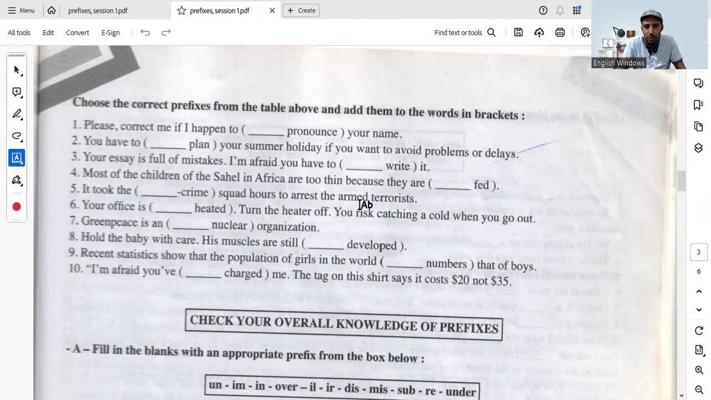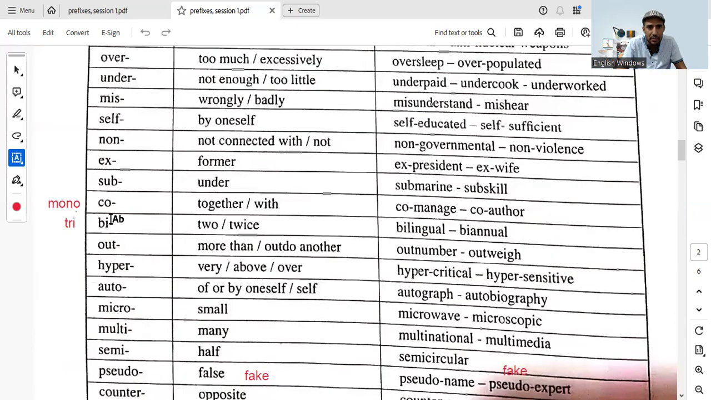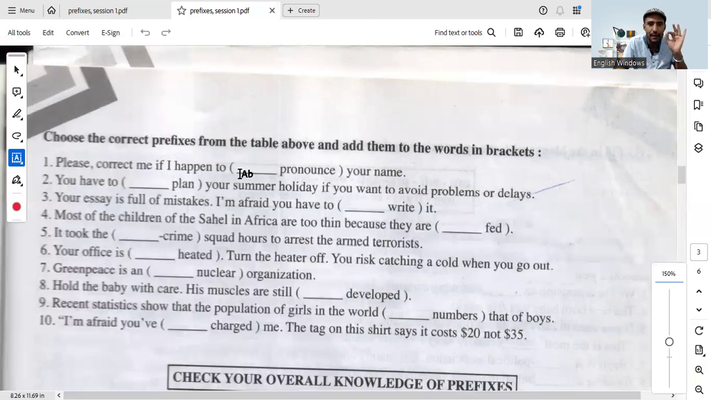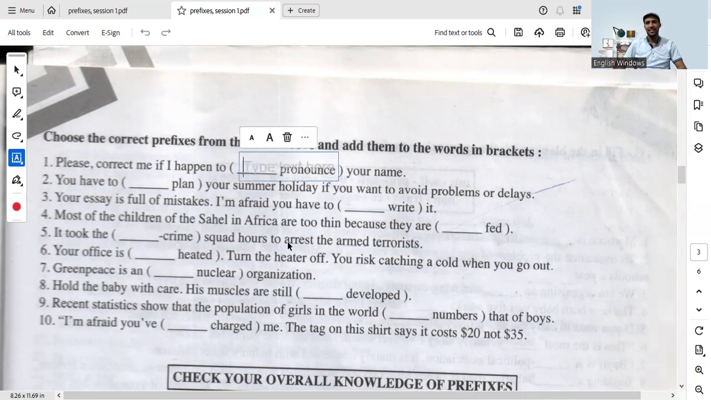Well, of course we need to use right now the appropriate prefixes to convey the right meaning. Number one, please correct me. Excuse me, let me make it bigger. Please correct me if I happen to repronounce your name. To repronounce, to pronounce it again. Not really. Please correct me. Correct me if I happen to, in case you correct me on your name, right?